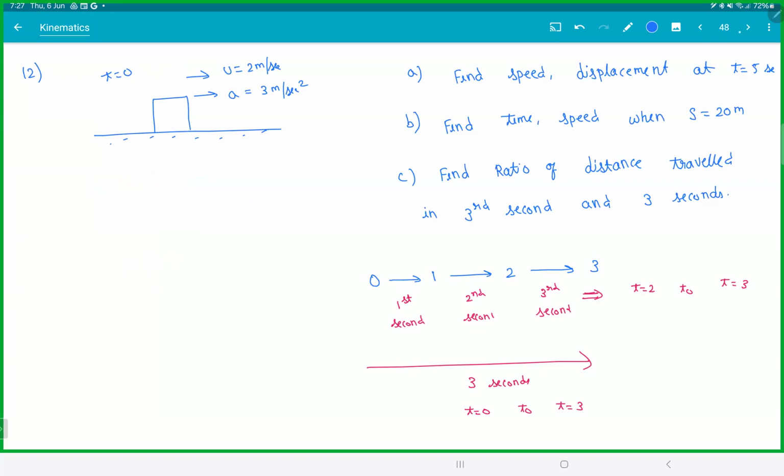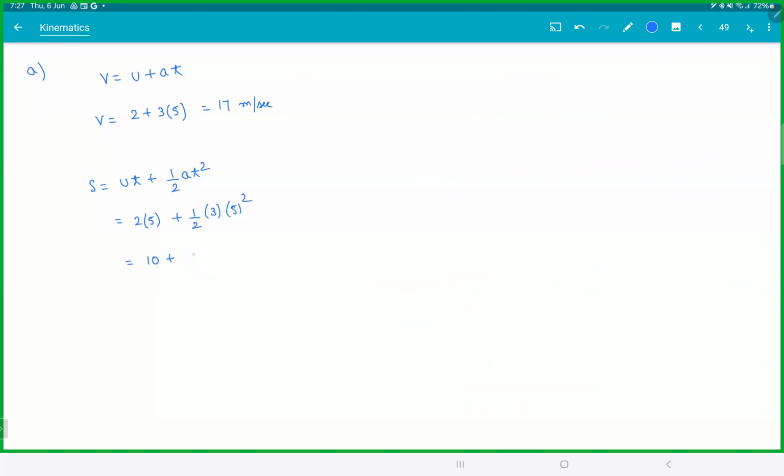u is 2, a is 3 now. That is 75 by 2. Yeah, that is 95 by 2. Yeah, or 47.5 meters. Same thing.